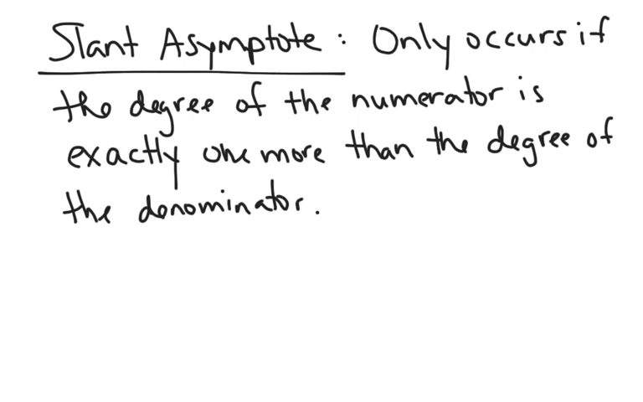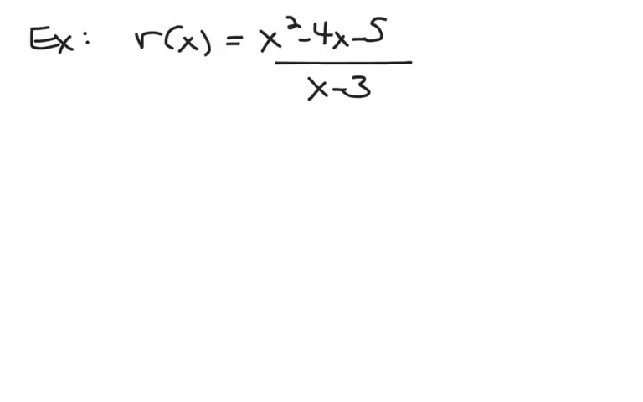Like the vertical and horizontal asymptotes, the slant asymptote is going to be linear. It's going to be a straight line. It's just going to be slanted, so you're going to get kind of a more slanty graph than you're used to. In this example, r of x equals x squared minus 4x minus 5 over x minus 3, I want you to notice that the degree of the numerator is exactly 1 more than the degree of the denominator.